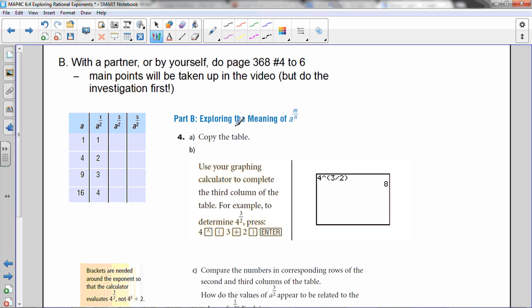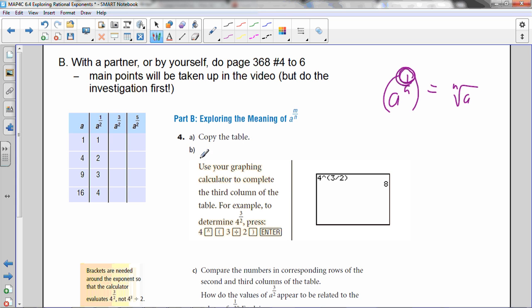Okay, so exploring the meaning of a to the exponent m over n. Notice that made a lot of sense. Roots and fractional exponents made sense. But wasn't it convenient that that was a 1? Well, what happens when it's an m? And this investigation is supposed to show this.